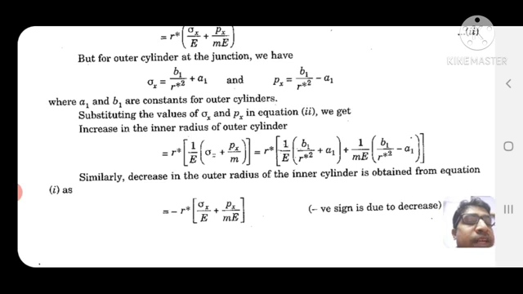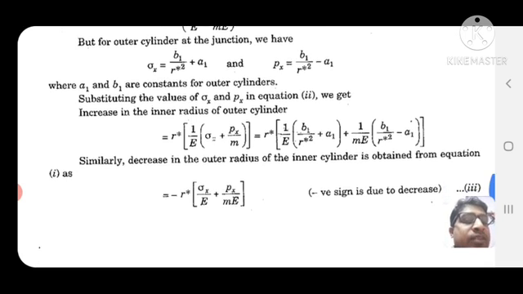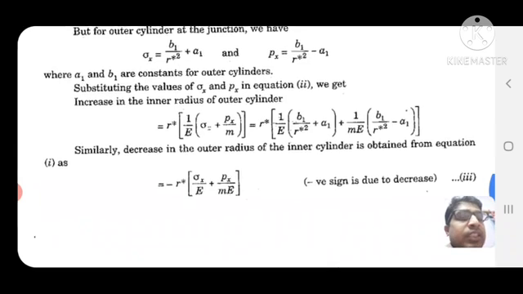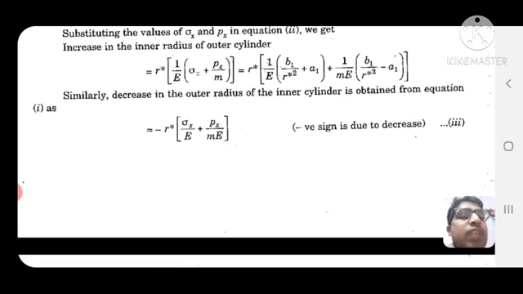Substituting the values of sigma x and px in equation 2, we get the increase in the inner radius of the outer cylinder equal to r star times 1 by E (b1 by r star square plus a1) plus 1 by m E (b1 by r star square minus a1). Similarly, the change in the outer radius of the inner cylinder is obtained from minus r star times sigma x by E plus px by m E.